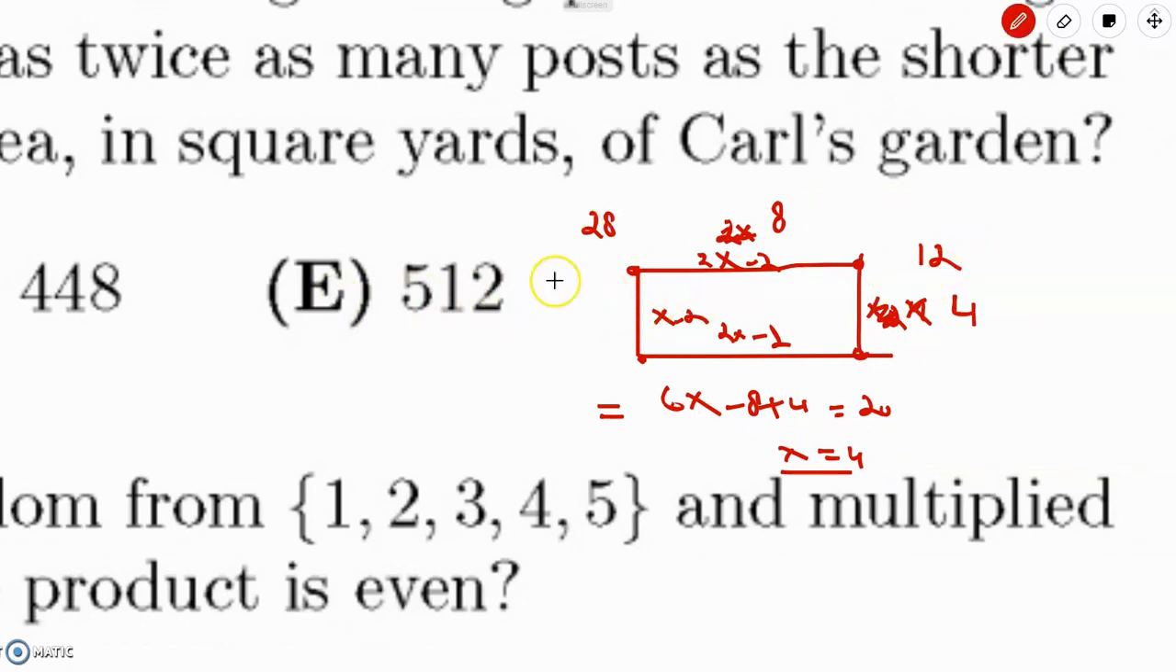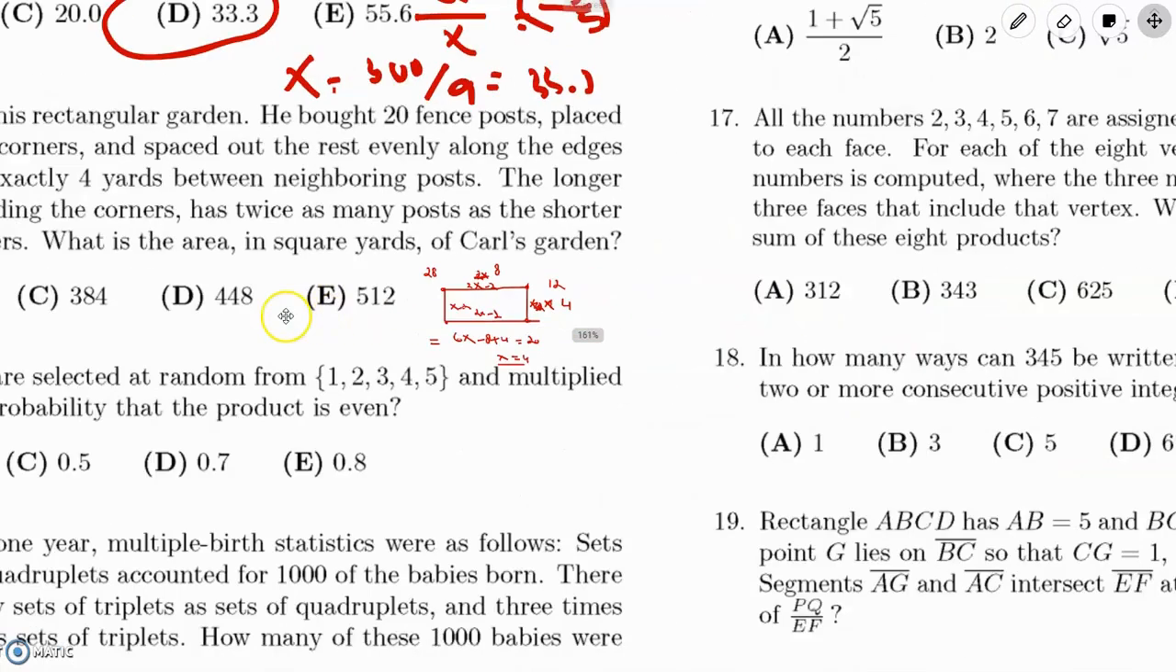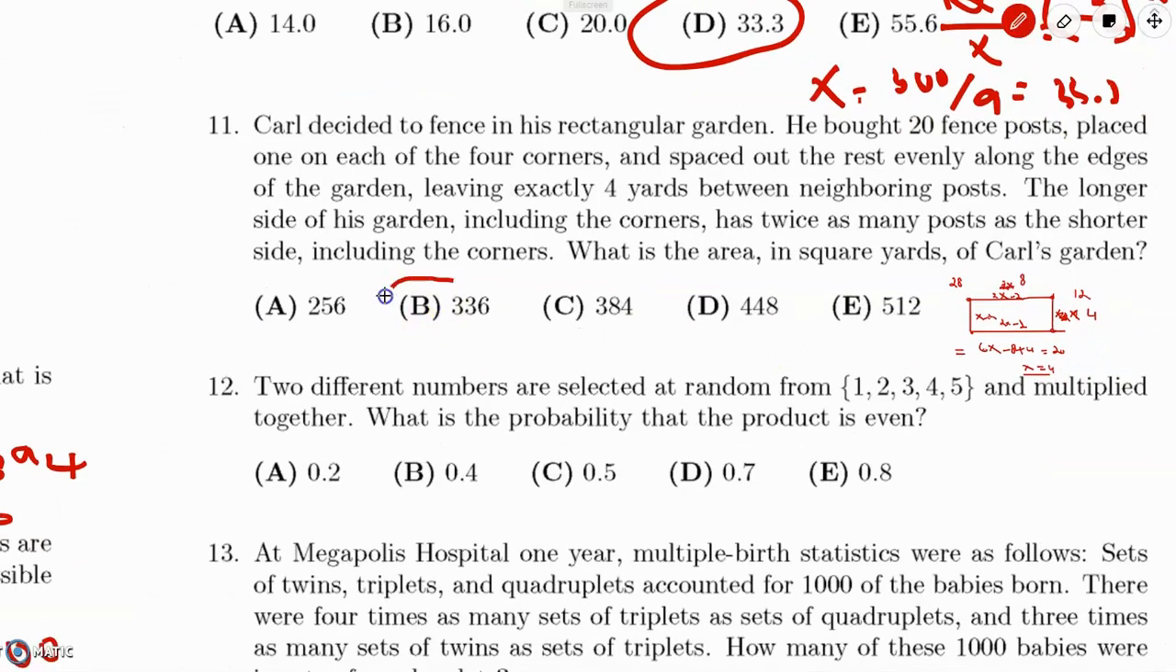So the longer side is 28, the shorter side is 12, and the area is equal to 28 times 12. 28 times 12 is 336, so that's the answer.